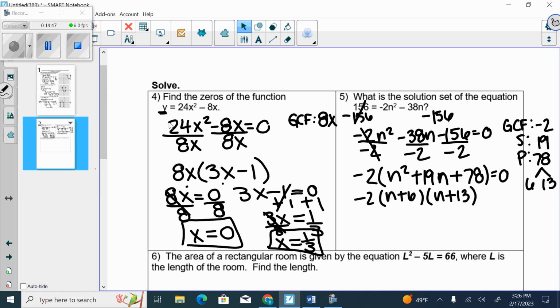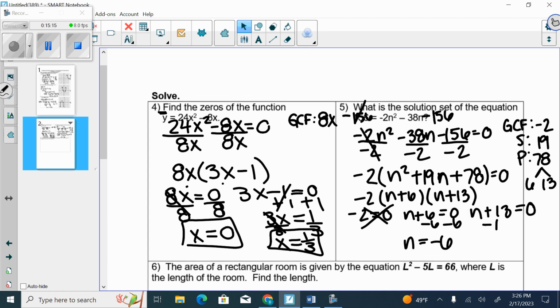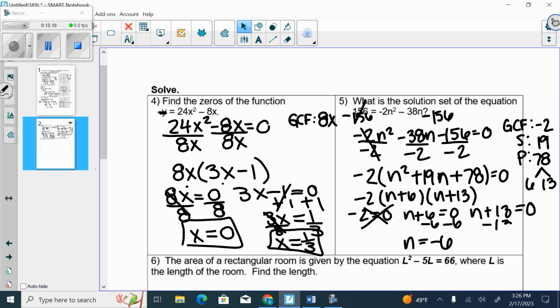And then what do we do with those factors? Equals 0. So I got negative 2 equals 0, n plus 6 equals 0, and n plus 13 equals 0. Well, does negative 2 equal 0? So we don't use that one. How are we going to solve that next one? So we get n equals, good. And then for the last one, and we end up getting, good. So here's our two answers, negative 6 and negative 13.